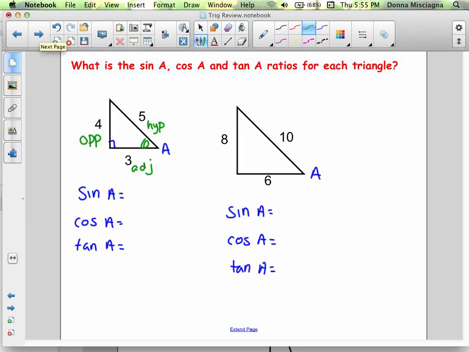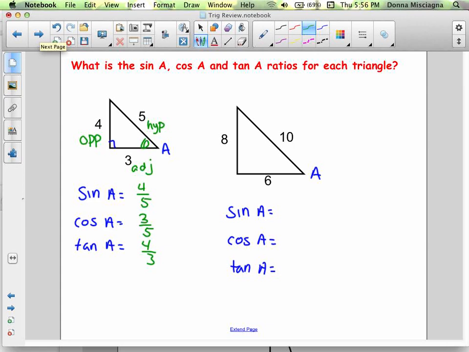So sine A is going to be 4 over 5. Cosine A is 3 over 5. Because sine is opposite over hypotenuse, so 4 over 5. Cosine is adjacent over hypotenuse, so the adjacent side is 3, hypotenuse is 5, so that's 3 over 5. I want to just make sure that you remember where the sides are coming from. And tangent uses opposite over adjacent, so that's going to be 4 over 3. The opposite side over the adjacent side.